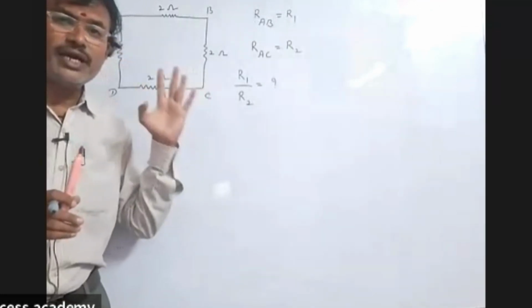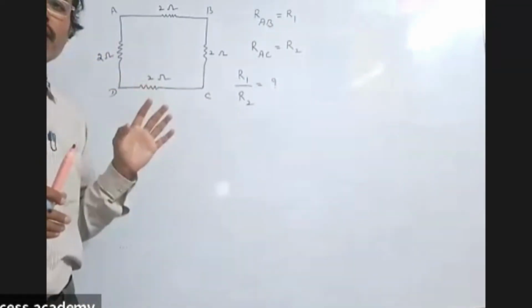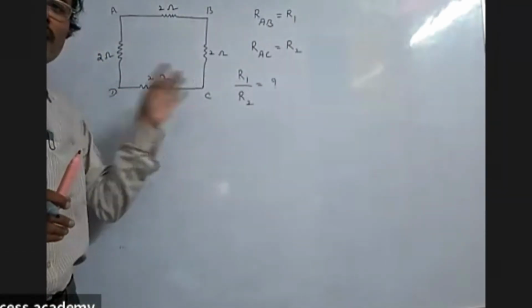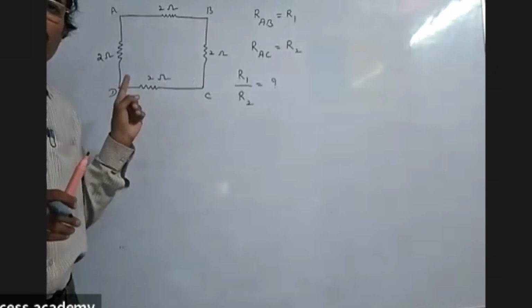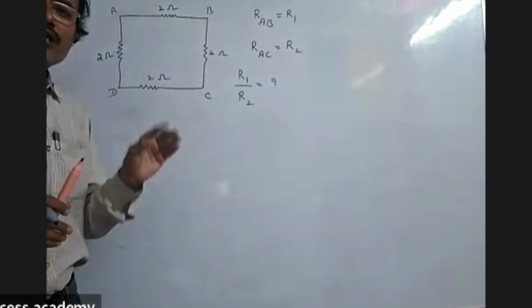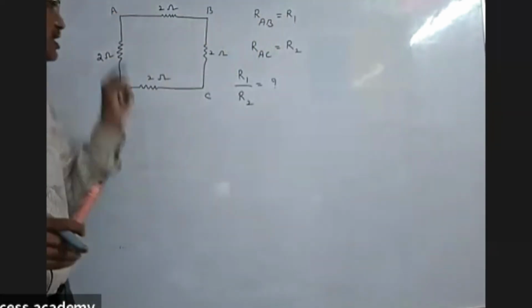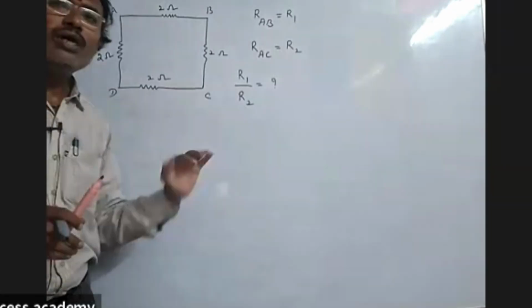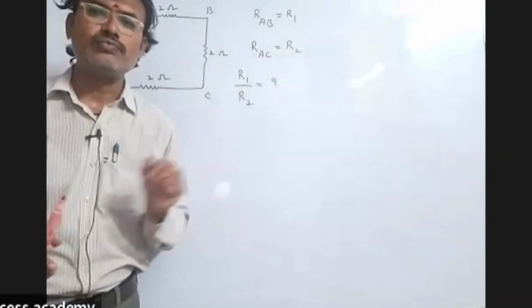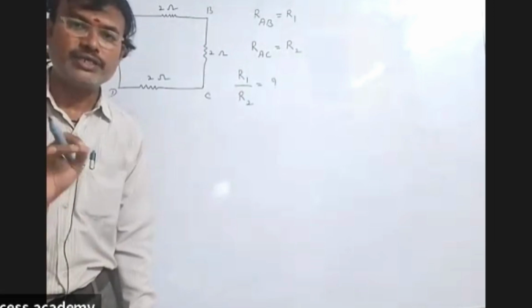In this question, four identical resistors are present, and these four identical resistors are represented as shown in the diagram: A, B, C, D. In the problem it is mentioned that the resistance between A and B is R1, and the resistance between A and C is R2. Then what is R1 by R2? That is the question.